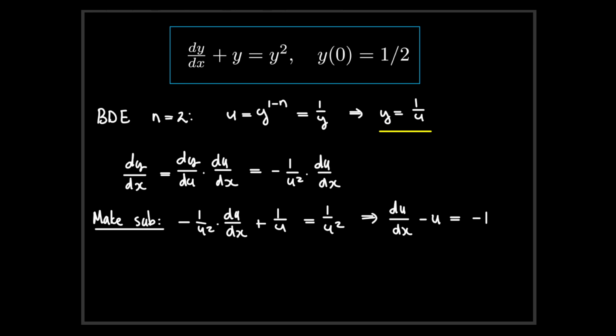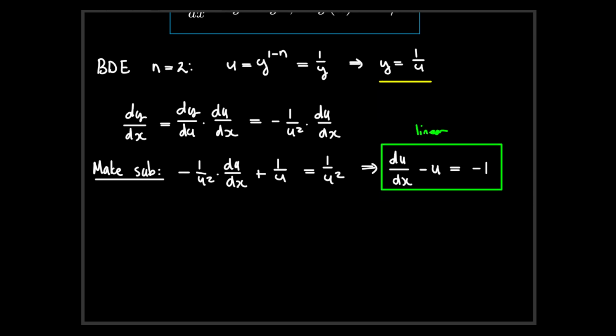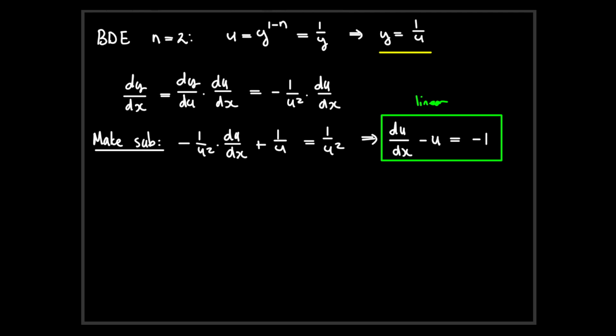Okay, great. And now here, this is an equation which is linear. So we can just solve it as a linear equation. In fact, this is a separable equation. It's even better. So we can just quickly solve this. du dx is equal to u minus 1. And so this implies that 1 over u minus 1 du is equal to dx. So we can integrate both sides, and we get the following expression.